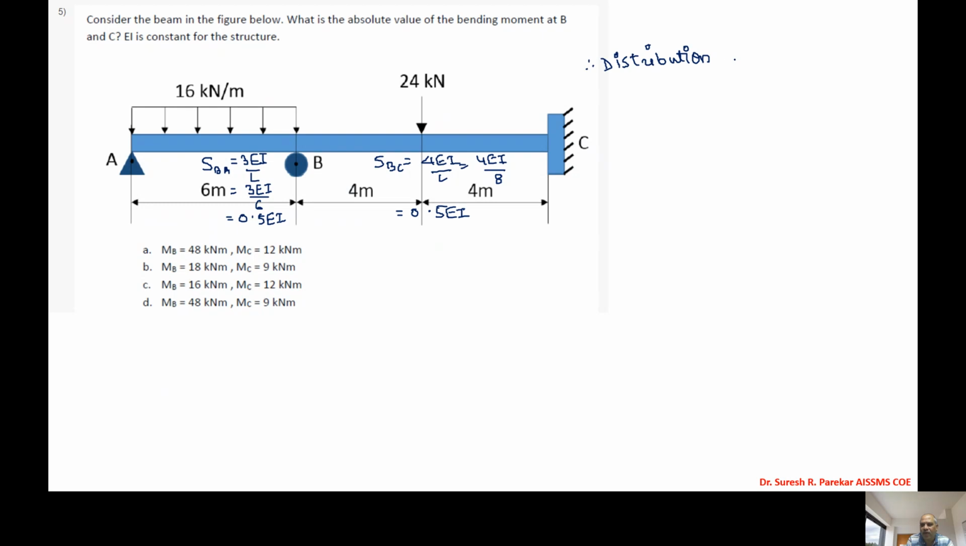So the distribution factor for BA equal to BC equal to 0.5.